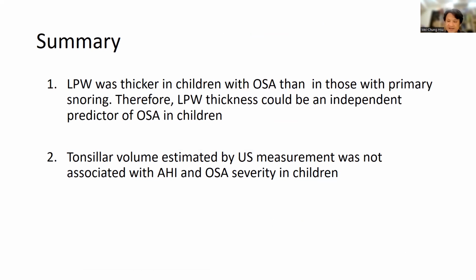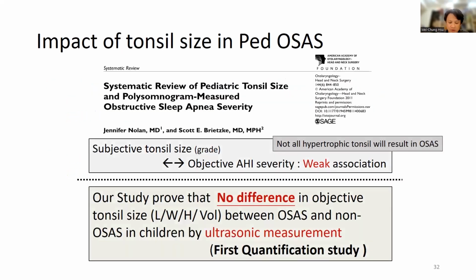However, the tonsillar volume estimated by ultrasound measurement was not associated with apnea-hypopnea index and the OSA severity in children. The relationship between tonsillar grade and OSA in children is still controversial and under debate. We all know that not all children with hypertrophic tonsils will develop OSA. According to a previously published systematic review, the subjective size of the tonsil is not so strongly correlated with apnea-hypopnea index. Our study also demonstrated that there is no difference in estimated tonsillar size or volume between OSA and non-OSA children.